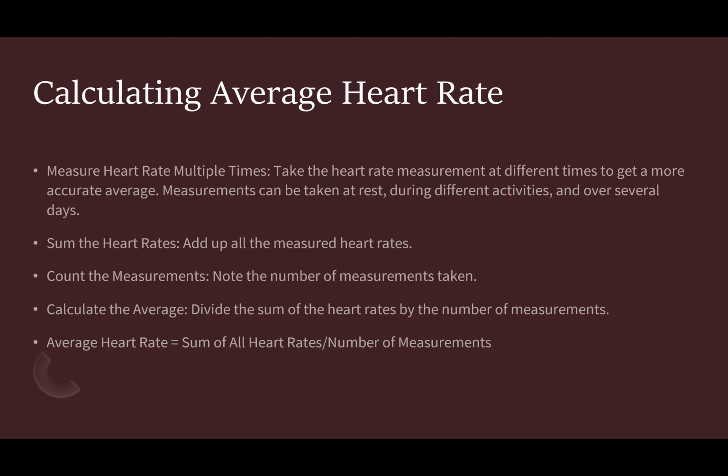How do we calculate the average heart rate? We take the sum of all heart rates that we measure and divide by the number of measurements. So we measure heart rate multiple times. I think you guys did the module 3 lab about this, how you measure heart rate, generally the pulse rate on the arm, and using different devices to measure it. So the sum of heart rates is all the measured heart rates added up, you count the number of measurements taken, and then you divide and you get the average heart rate.